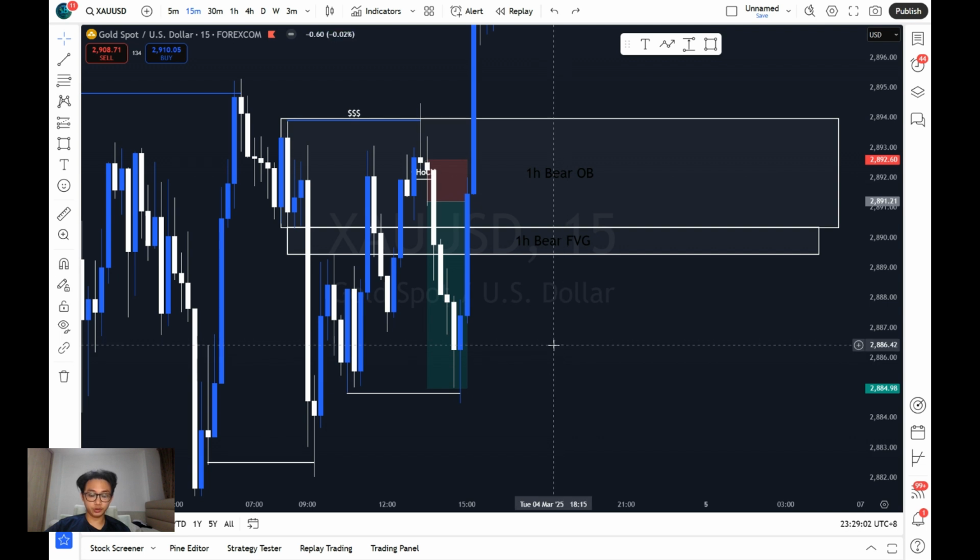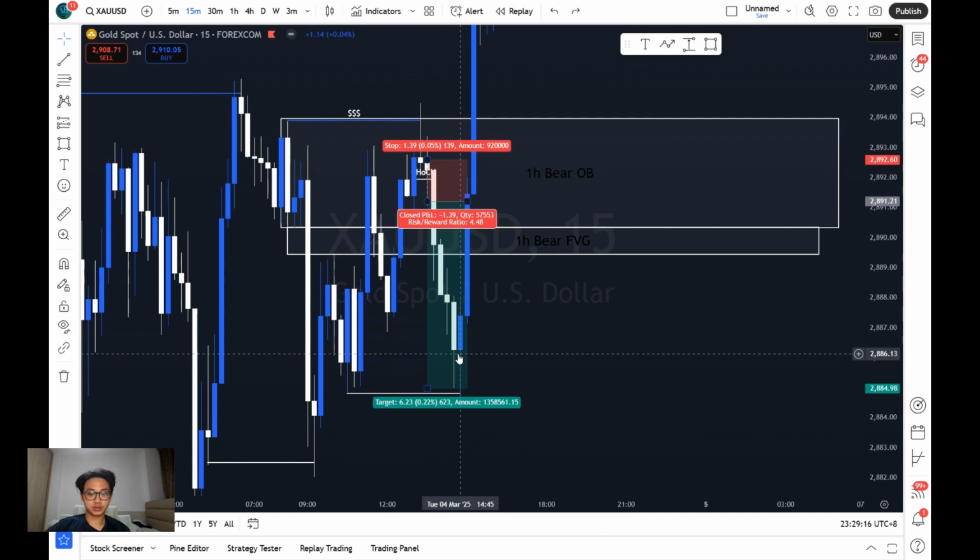Let's take a look at a few trades that I took on gold this week. So for the first trade, we can see that price is in this 1 hour bearish order block. Prior to that, we can see that price has swept sell side, came up to sweep buy side later on, and so we're expecting price to hit downwards.